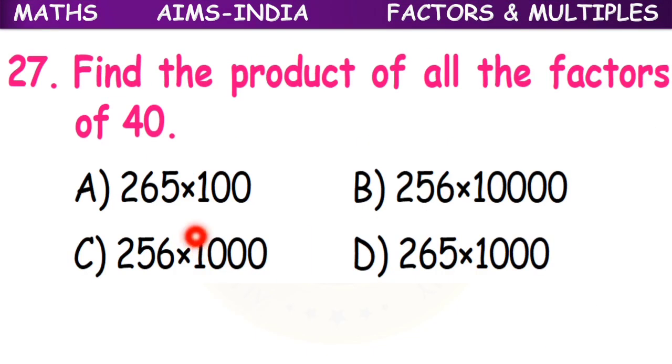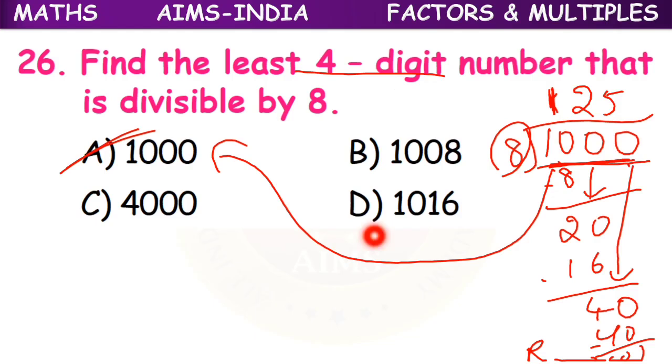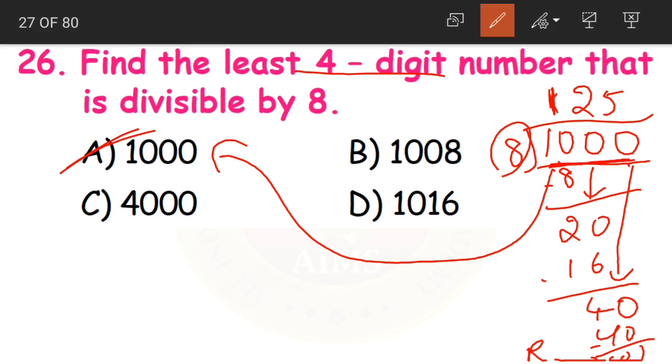Next, find the product of... Understood, children? The least 4-digit number that is divisible by 8 is 1000. Now what if the remainder here is 2? For example, the remainder we got is 2. Now what will we do? 1000 is not divisible by 8. The divisor is 8 and the remainder is 2.